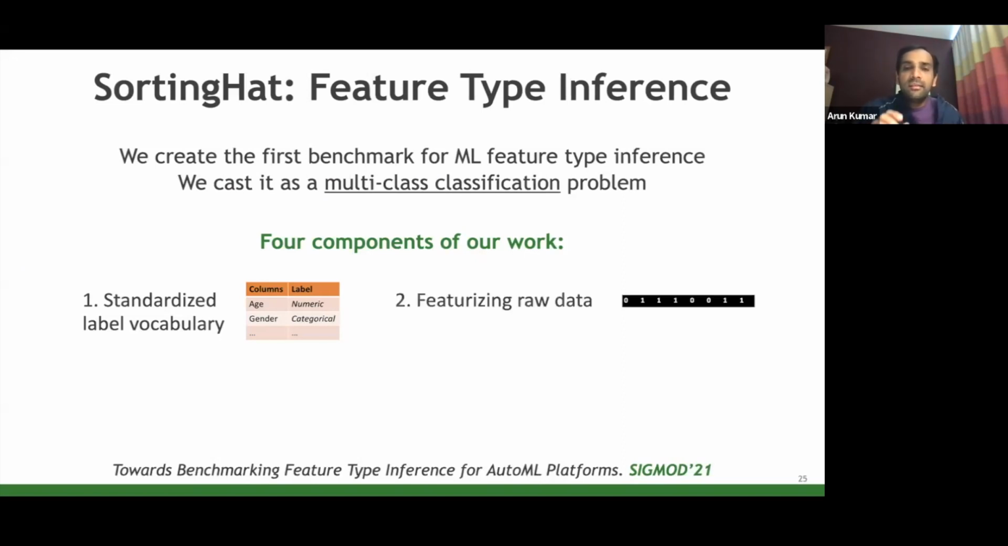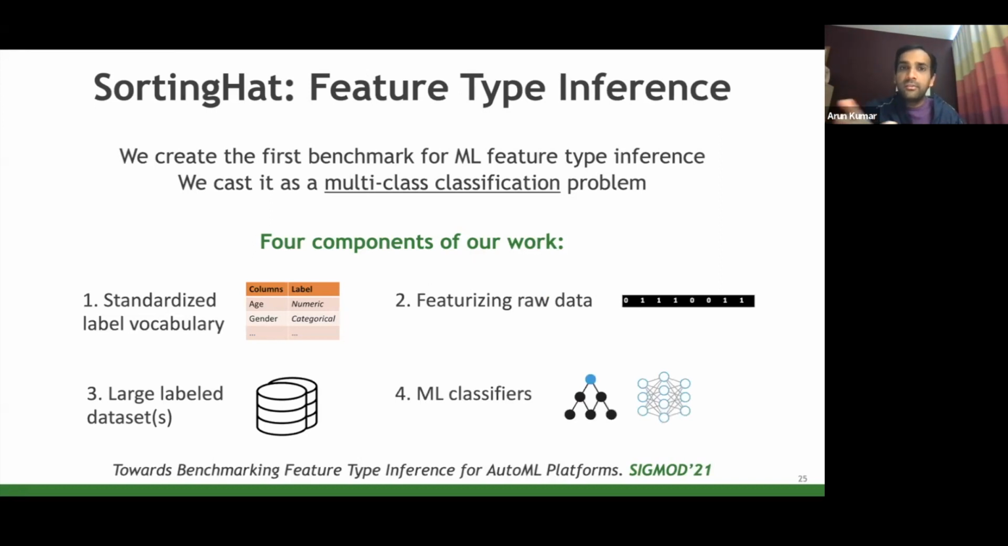And once we did that, we created a mechanism to featurize the raw column data to identify the feature type. And we created a large labeled data set, the first large labeled data set for this task. This is based on almost 700 files we downloaded from Kaggle, the UCI repository, and several other public sources, and we manually annotated them with ground truth labels. And we then trained ML classifiers based on this, standard cross-validation methods, standard classifiers with standard featurization methods, like random forests and nearest neighbors, CNNs.